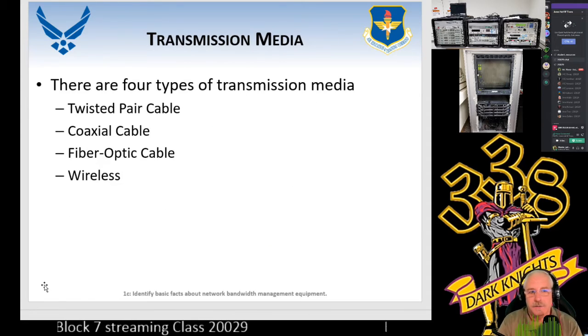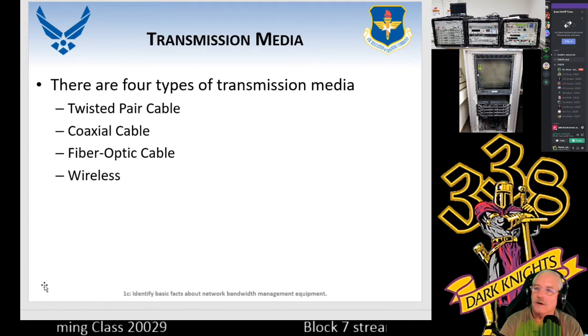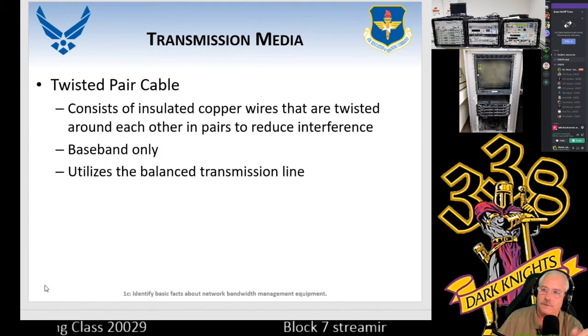We have 4 different types of transmission media that we go through. Twisted pair, coax cable, those two you've already been given a brief overview of. We've got fiber optic and wireless. Let's take a look at each one of them. Twisted pair.